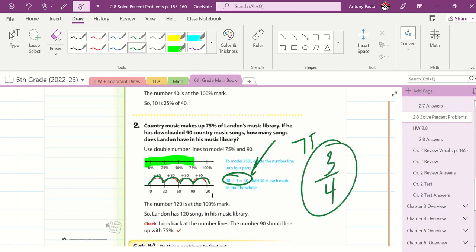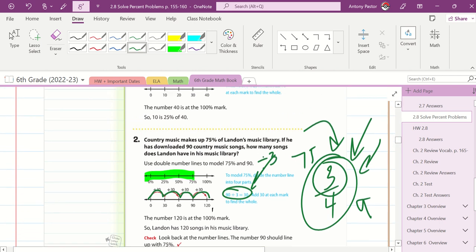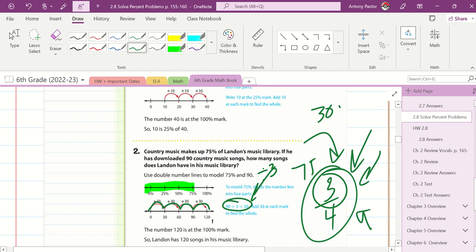And we divide it into 4 equal pieces. This is the part that they keep skipping, and this is why I'm having such a hard time with this number line thing, because we really don't need the number line if we know that 75% is 3/4. And if we know 90 makes up 3 of those fourths, then we divide 90 by 3 to find out that each fourth is 30, and then multiply 30 by 4 to get 120, which was our answer down here.